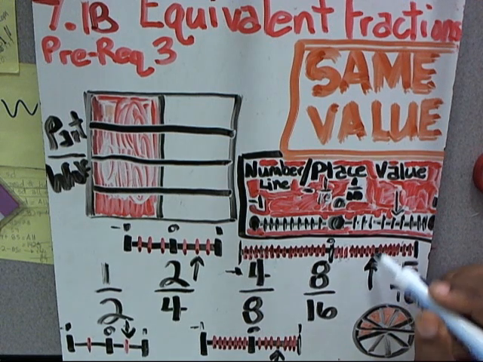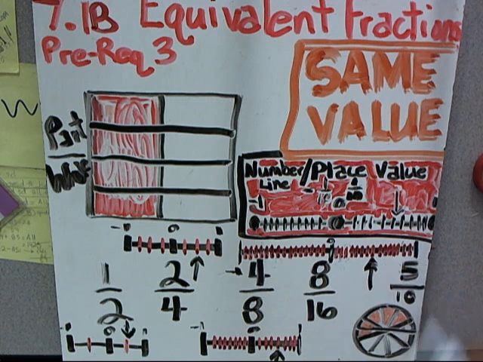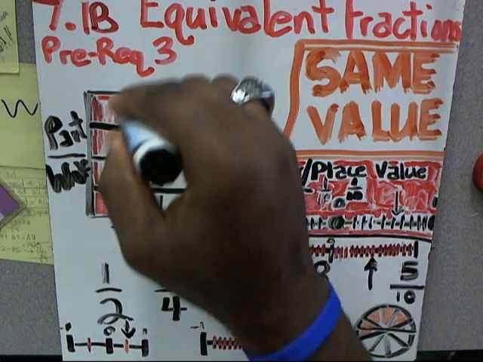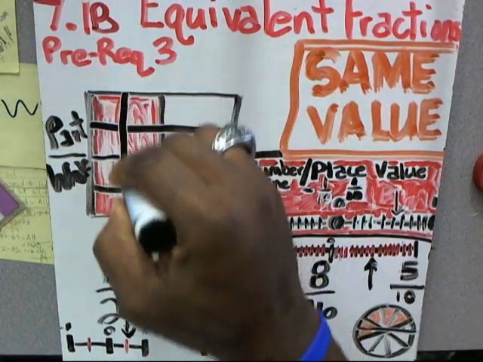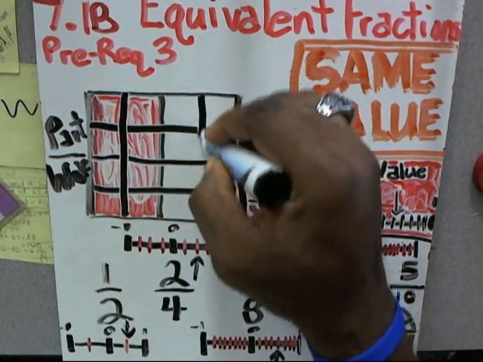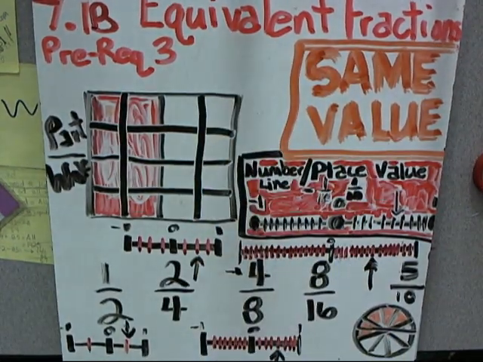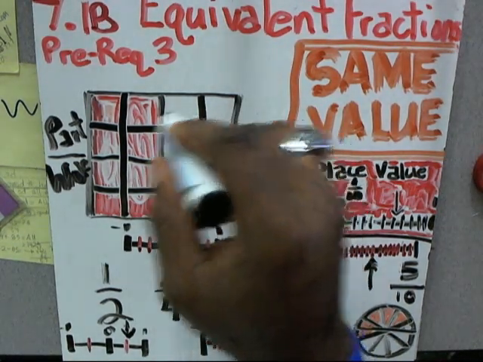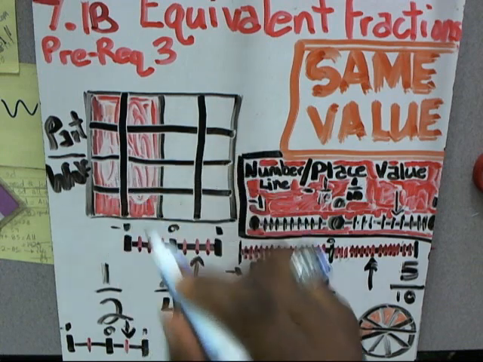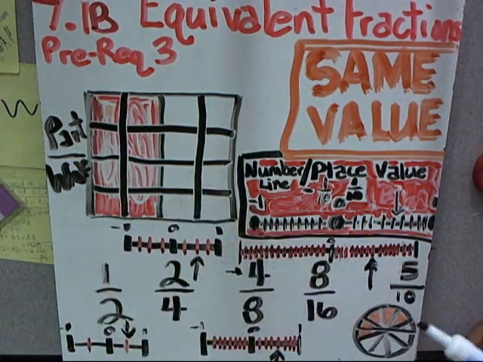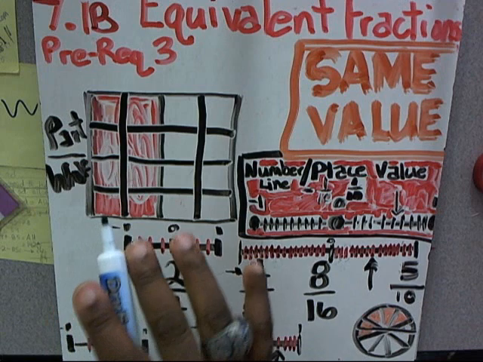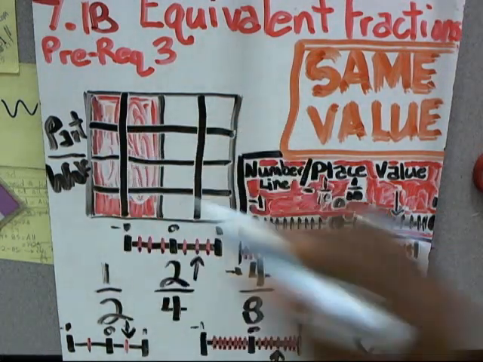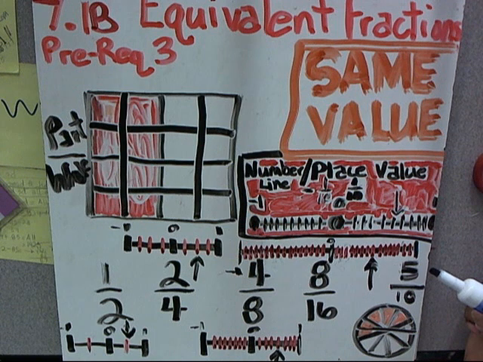If you notice, it is halfway in between 0 and 1. The same as the other ones. 4/8 is halfway in between 0 and 1. Okay, over here, in the pictorial graph, if we put 2 more lines, that would make it 16. There will still be 8 parts shaded in, and there's 16 total parts. So if you notice, the shaded in part has not changed at all.